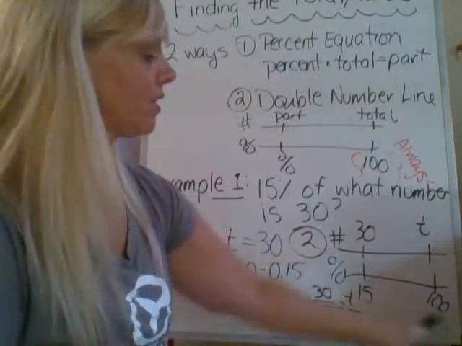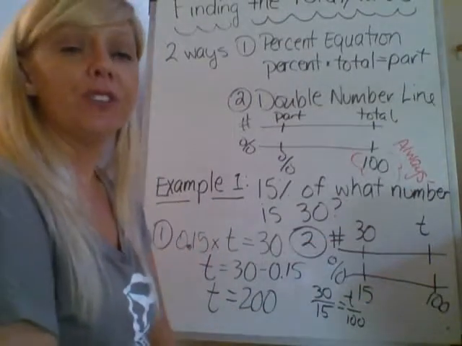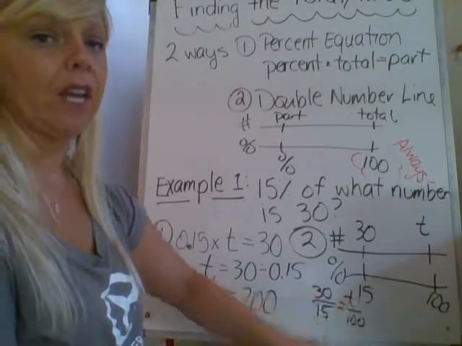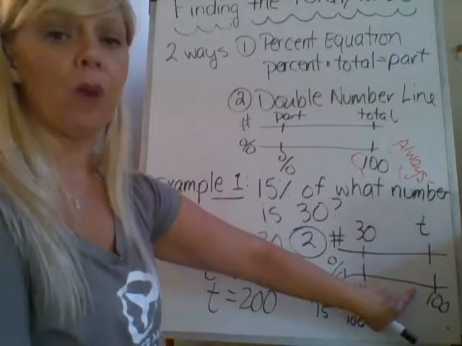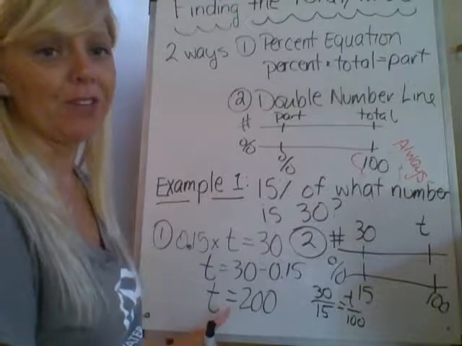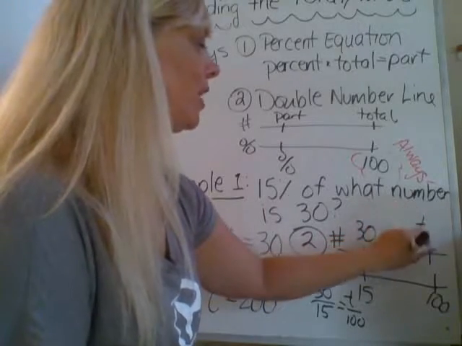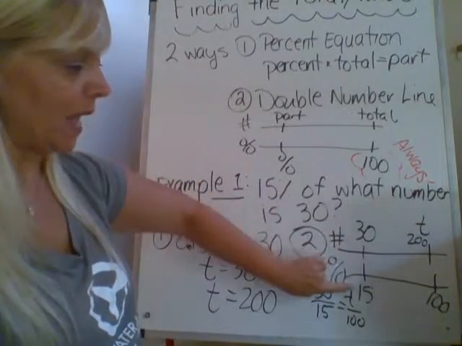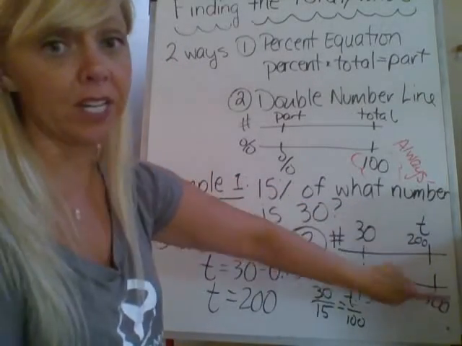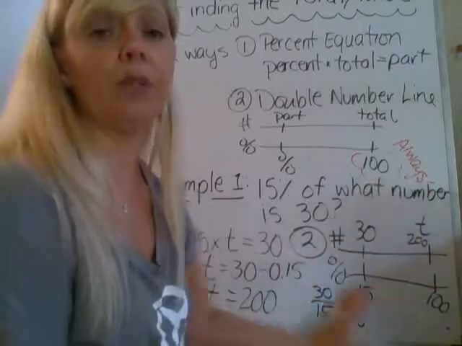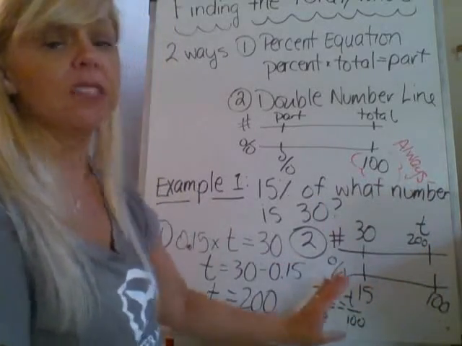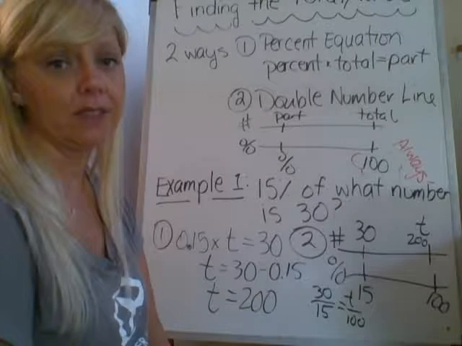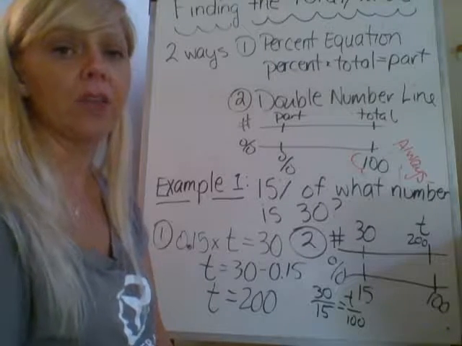Now, looking at it this way as well, some of you might notice, well, 30 is double 15. So what number is double 100? 200. So 200 would go here. And then that makes sense because this number is being halved, and half of 200 is 100. So again, the double number line is a great visual to make sure that your reasoning and your answer makes sense. Okay, let's go ahead and do another problem.